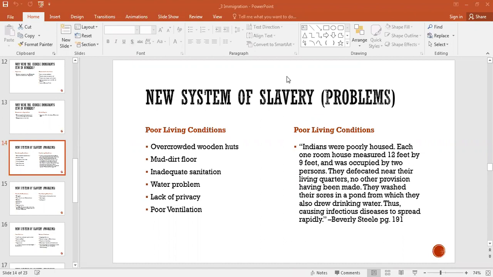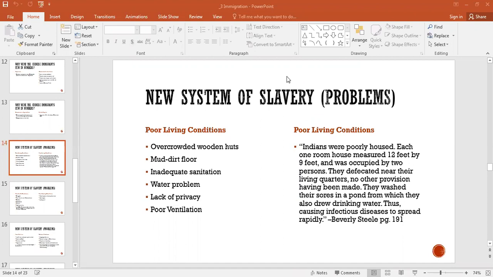Let us read how Beverly Steele described the Indians living in Grenada. Somebody read that for me, please. Indians were poorly housed. Each one room house measured 12 feet by 9 feet and was occupied by 2 persons. They defecated near their living quarters, no other provisions having been made. They washed their sores in a pond from which they also drew drinking water, thus causing infectious diseases to spread rapidly. Beverly Steele, page 191.